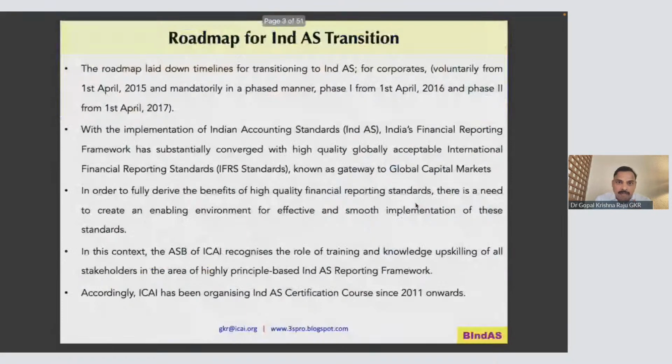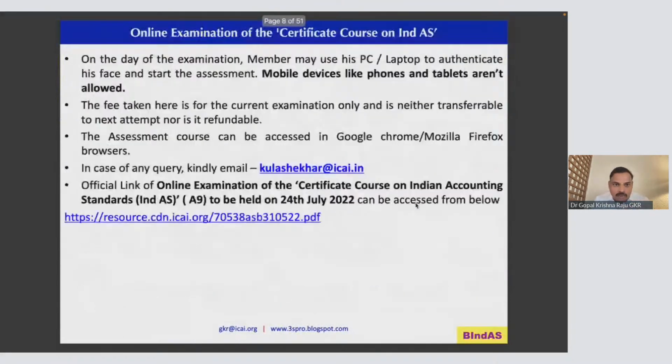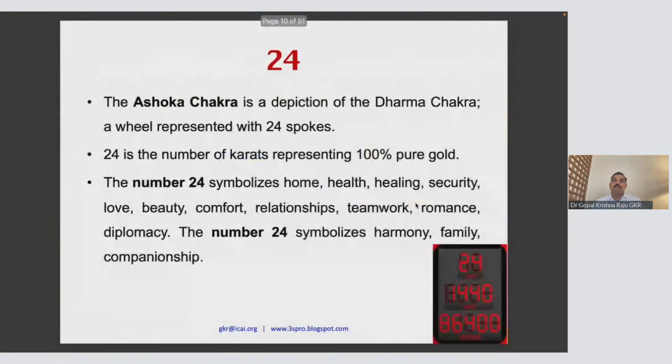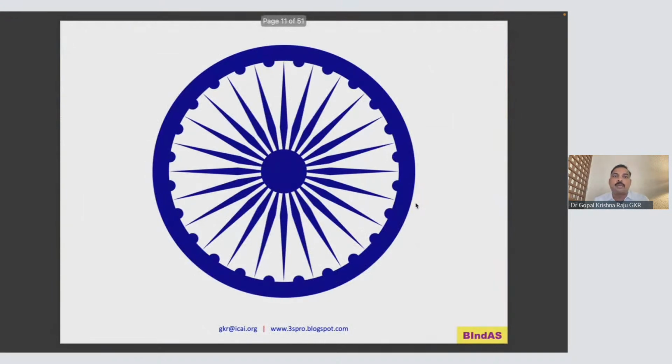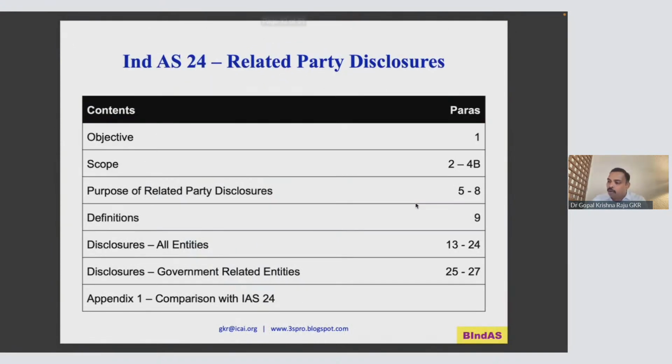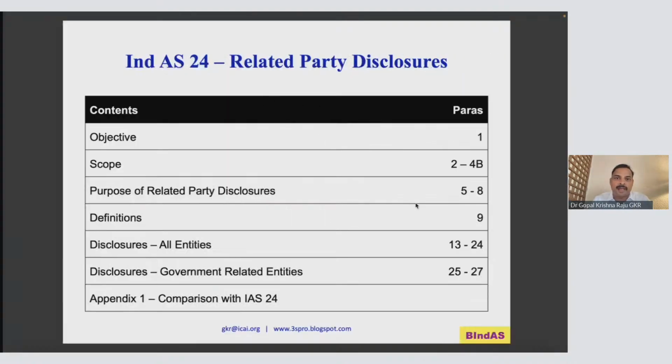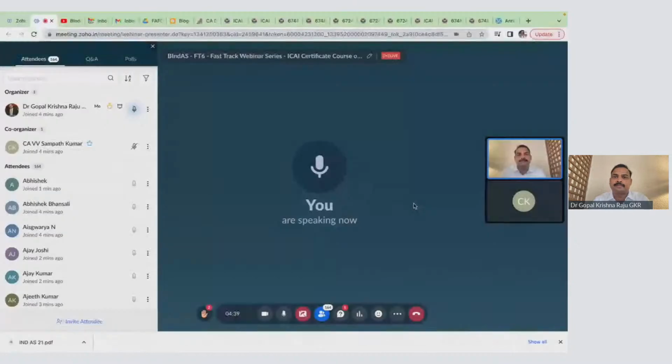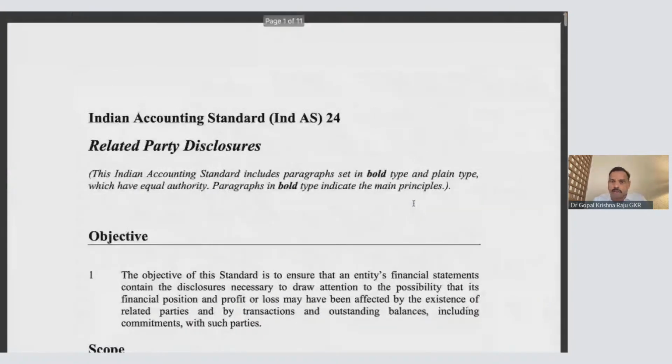Good. Let me now directly go into the subject today. Today, May 1st, let me start with Indian Accounting Standard 24 on related party disclosures. I will parallelly have the standards also here.